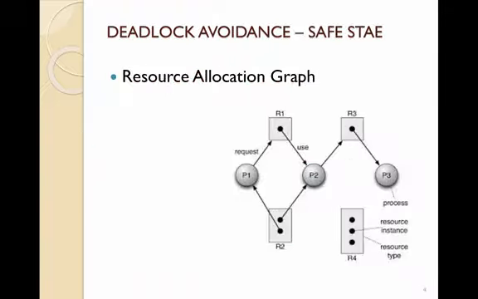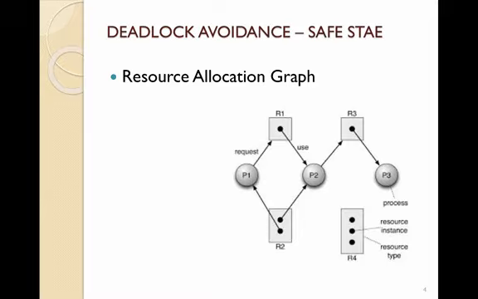One way to do this when you have limited numbers of the resources is just to use a resource allocation graph, where processes make a request for a resource and resources are allocated to processes. In this situation, we have three processes, P1, P2, and P3, and we have four resources, resource 1, resource 2, resource 3, and resource 4. The dots in the resources indicate how many instances there are of each resource.